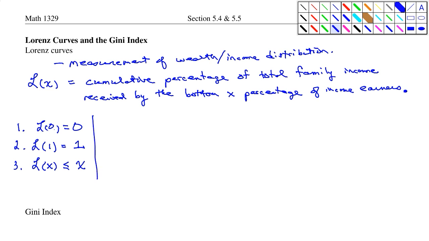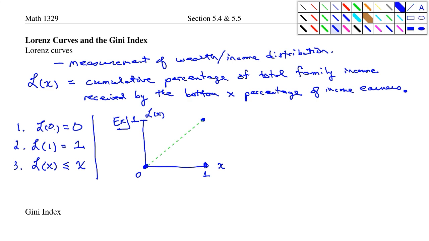All right, now if we look at the graph of a typical Lorenz curve, right? So it goes from 0 to 1, 0 to 1, right? Here's x, here's L of x. It has to start at 0. It has to end at 1, 1. And it has to be less than x itself. So it can't be greater than this curve here. So it has to be under that curve.